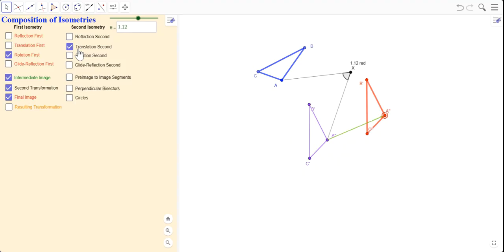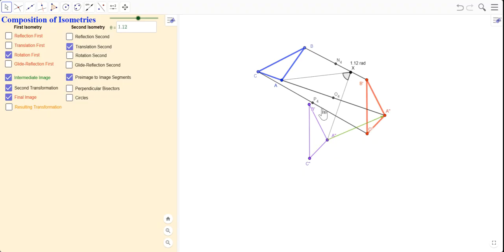So we should get either a single translation, rotation, or identity. Which do you see? Certainly not the identity. Does this look more like a translation or a rotation? Yeah, I think it's a rotation. Okay, so let's see. One way we can find that is connect up pre-image to image points and look at these midpoints. Notice that if there's a translation, these would all be the same vector, right?